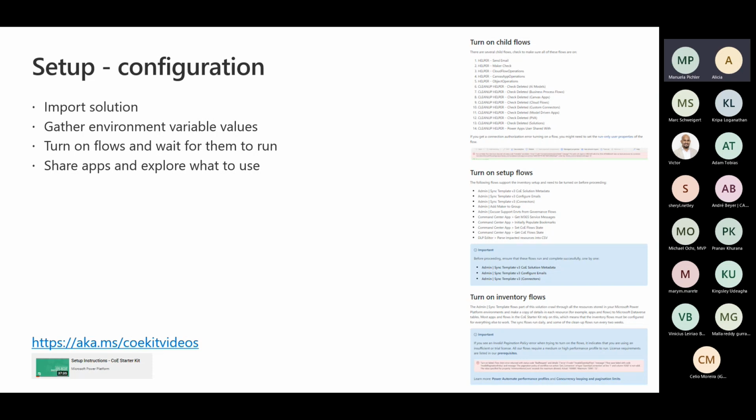And then you would go through our documentation, and as I said, at the moment, the inventory is mainly controlled with cloud flows. So you would turn on first some child flows, then some configuration setup flows, and then the inventory flows, and you'll wait for them to finish running. And then you'll look at the Power BI dashboard and the applications that are part of the kit and share them with other admins and look through our documentation to explore what to use.